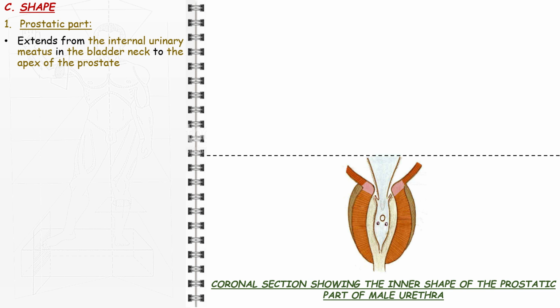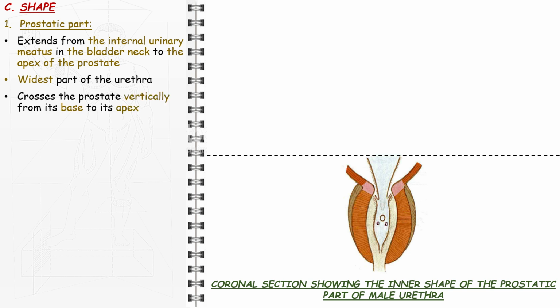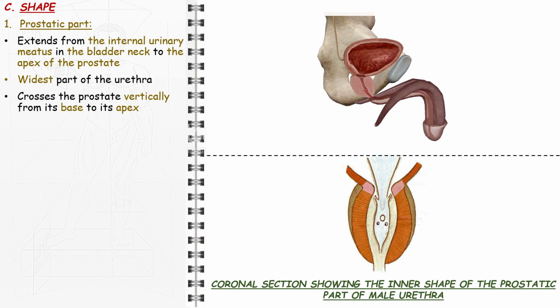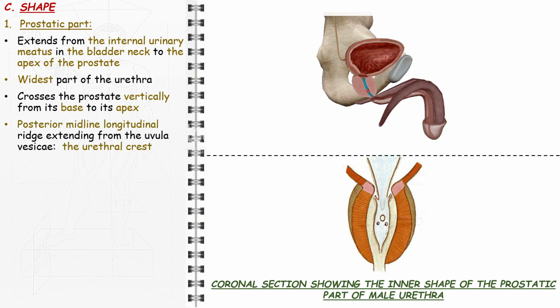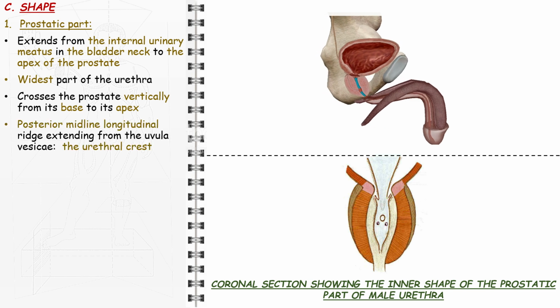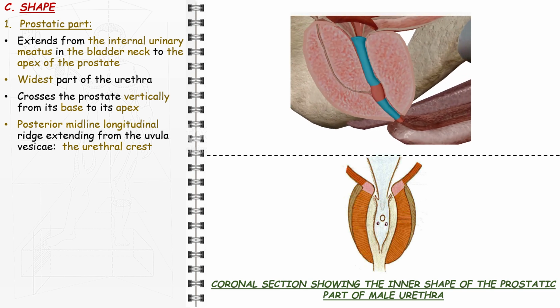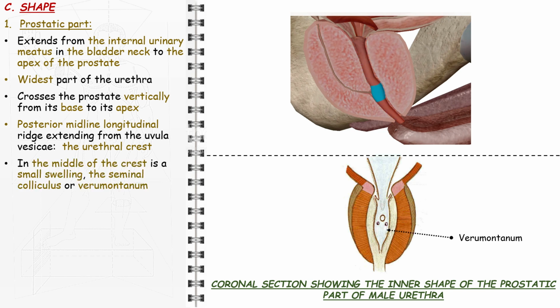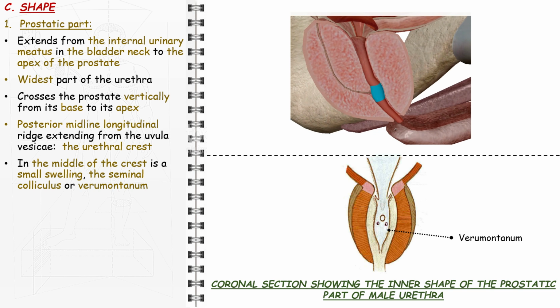The prostatic part extends from the internal urinary meatus in the bladder neck to the apex of the prostate. It crosses the prostate vertically from its base to its apex and constitutes the widest part of the urethra. Its posterior wall is characterized by a posterior midline longitudinal ridge extending from the uvula vesicae, the urethral crest. In the middle of the crest is a 1 and a half centimeter long and 3 millimeter high swelling, the seminal colliculus or verumontanum.